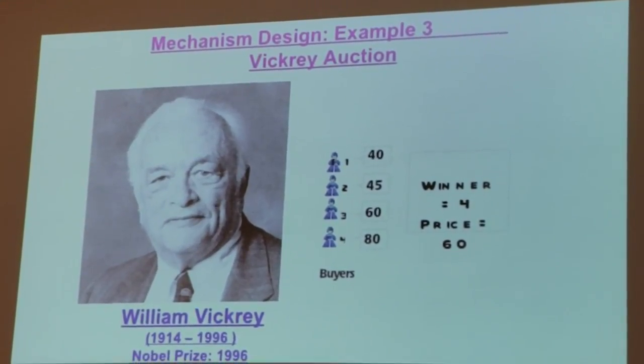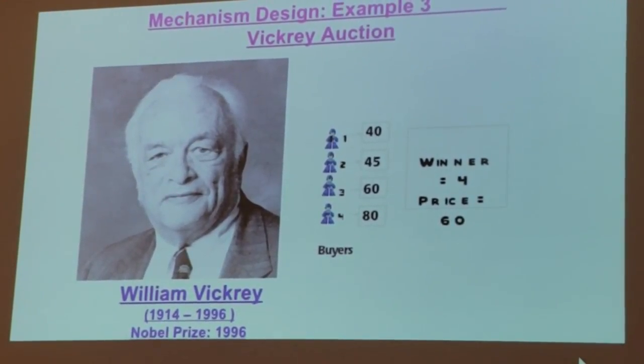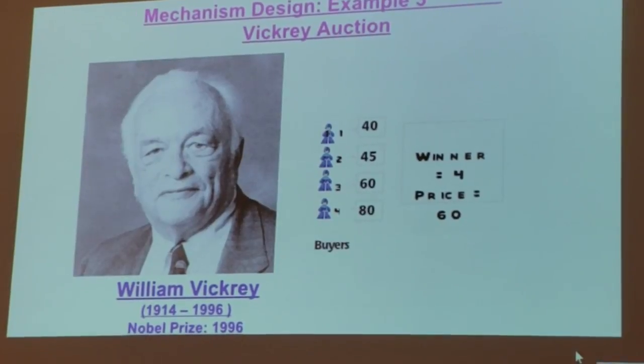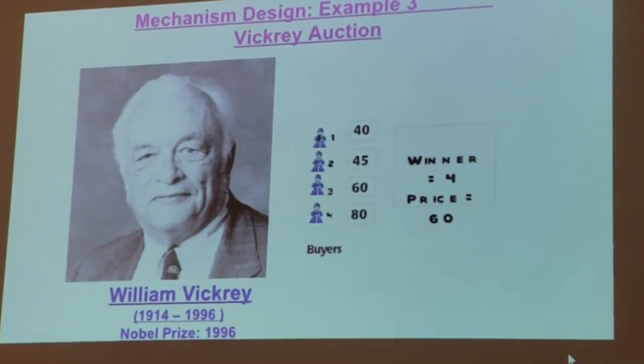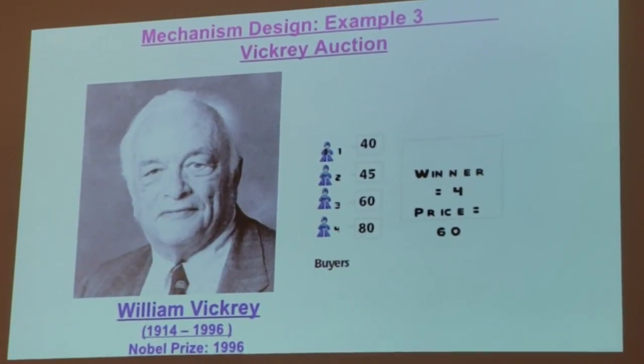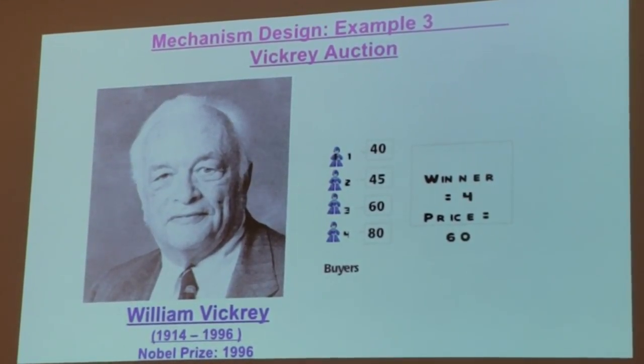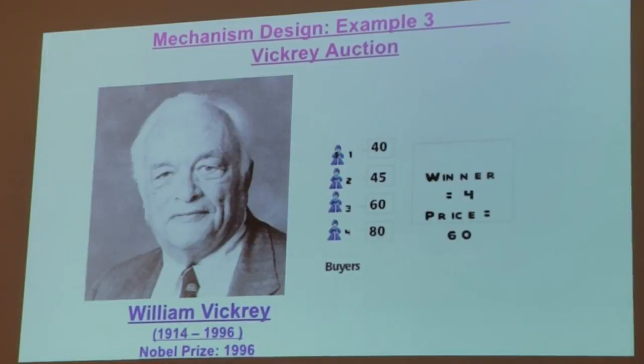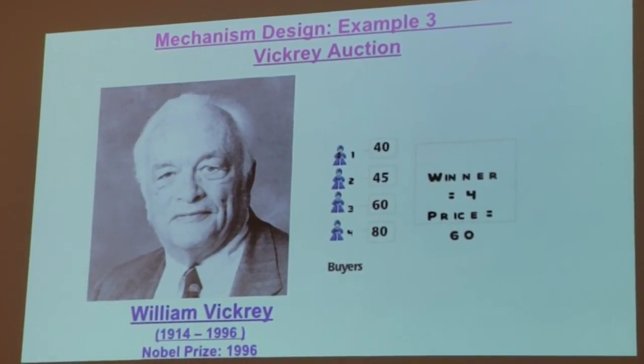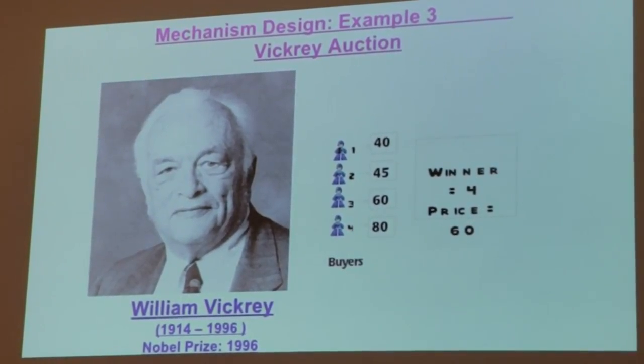And generally, William Vickrey was, you could say, the father of mechanism design. These are ideas of economics that have measurable results in terms of efficiency. And he was kind of the father of that and won the Nobel Prize for it in 1996.